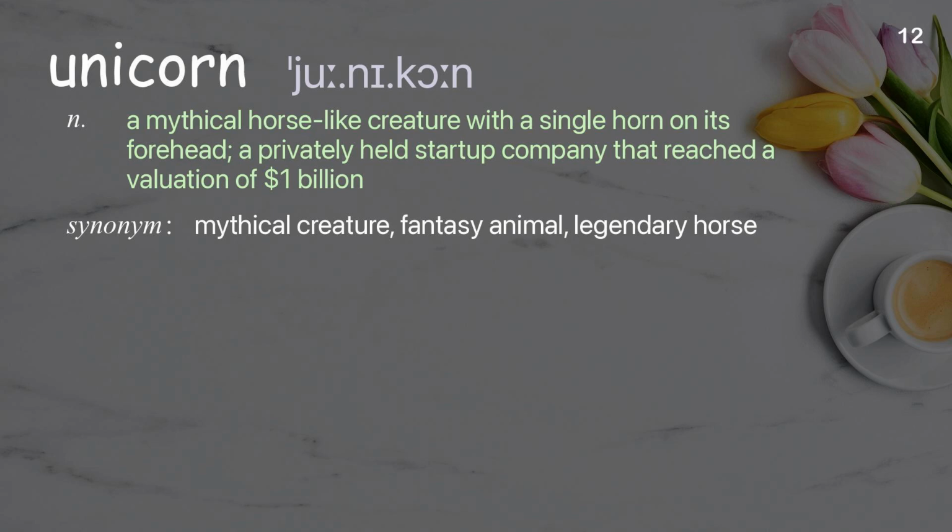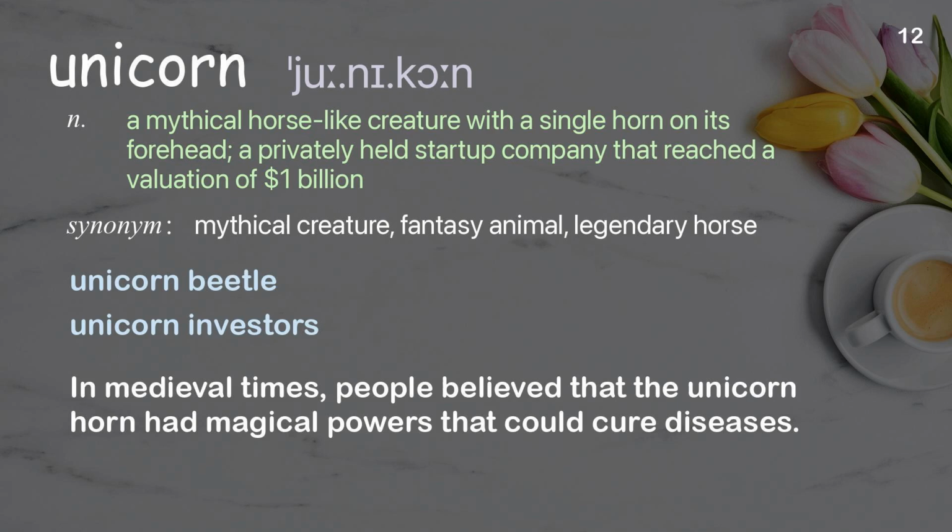Unicorn. A mythical horse-like creature with a single horn on its forehead, a privately held startup company that reached a valuation of $1 billion. Examples: Unicorn beetle, unicorn investors. In medieval times, people believed that the unicorn horn had magical powers that could cure diseases.